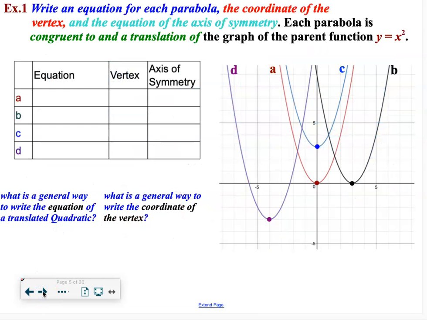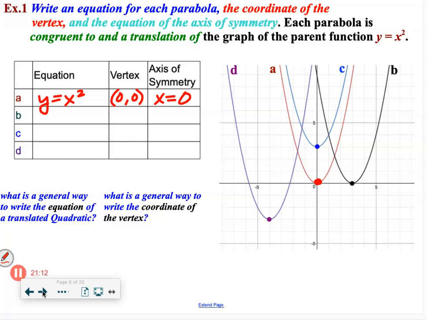So here's what I want, and this can just be on paper. We have 4 equations right here. Graph A is the parent function. So graph A right here, this is the parent function. I'm going to even write it out for you. A has an equation y equals x squared. It has a vertex right here of 0, 0. And it has an axis of symmetry of that vertical line that goes through the vertex, x equals 0.